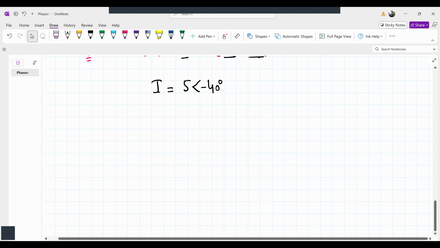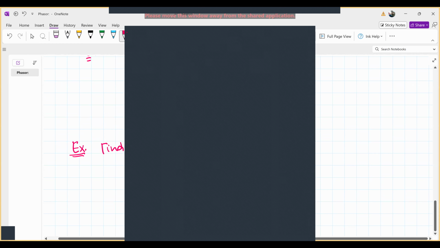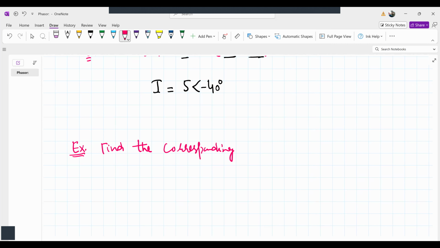What if we are given the phasor domain representation? How do we convert it into the time domain representation? So for example, the question is: find the corresponding sinusoids to the following phasors.